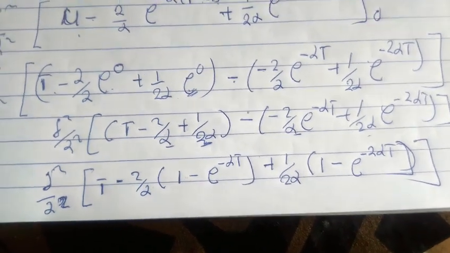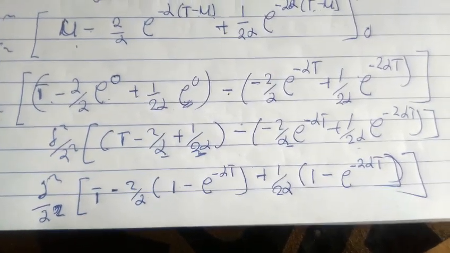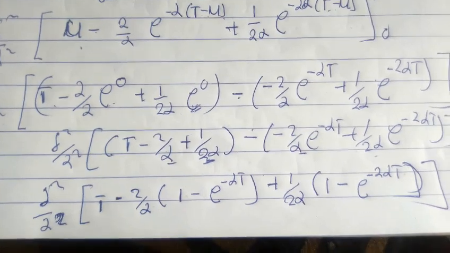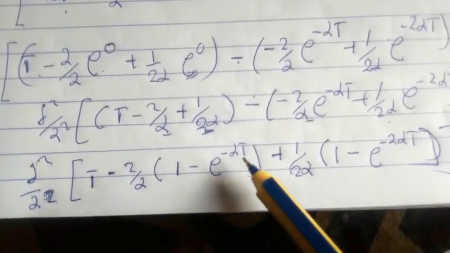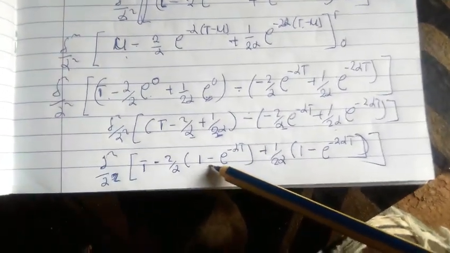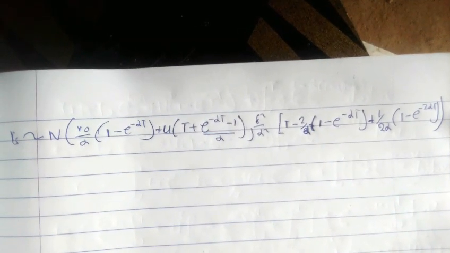But you can leave it because it is easy to find r_s is normally distributed with mean. Already we have the mean, this one, and the variance, this one. So we can conclude that r_s is normally distributed with the mean, this one, and the variance, this one.